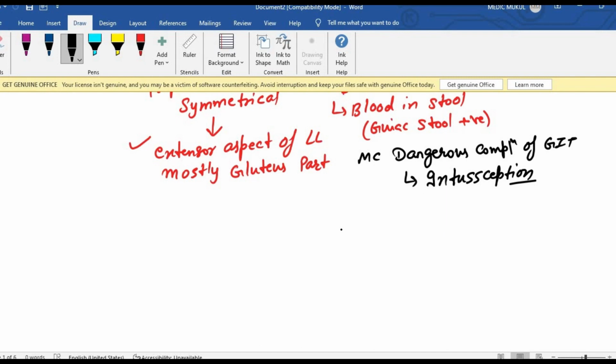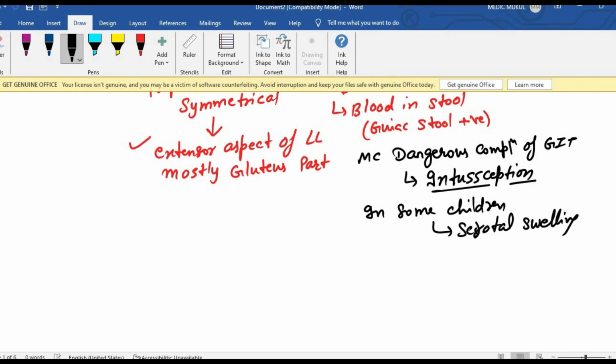For now, remember, the most common dangerous complication of the GIT is intussusception. In some children, we can also see scrotal swelling. If you don't know the meaning of any term, maybe intussusception or any other term, you can freely ask me in the chat box. I am going from the very basics so that you can easily cover everything.